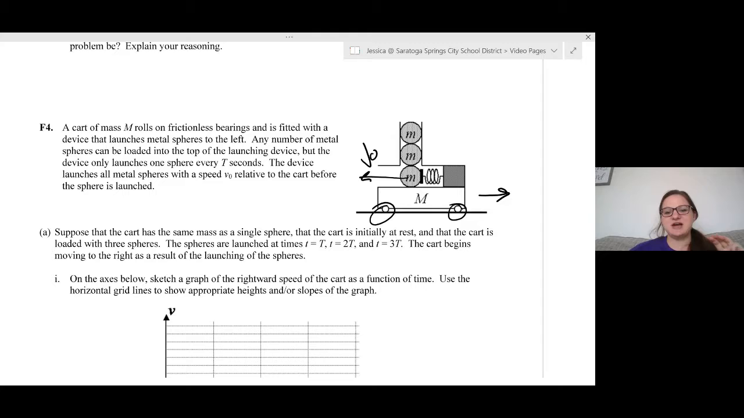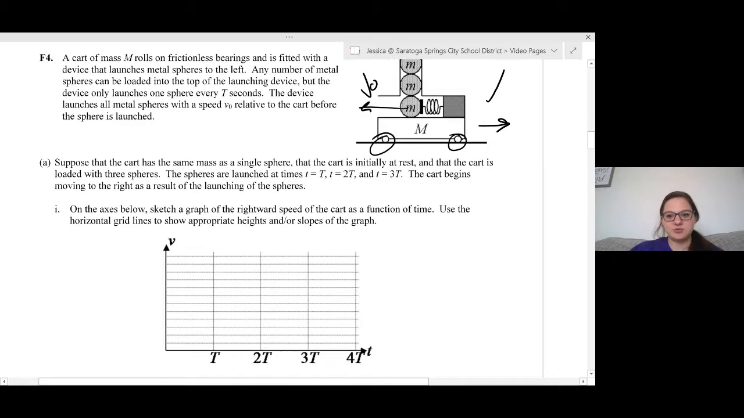Spheres are launched at time t equals t. So it's not launched right at 0. We're going to remain at rest from 0 to t. Then 2t and then 3t. And the cart begins to move to the right as a result of the launching of the spheres. Oh, so I was correct in that kind of thought. Okay. On the axis below, sketch a graph of the rightward speed of the cart as a function of time. Use the horizontal grid lines to show appropriate heights and/or slopes.